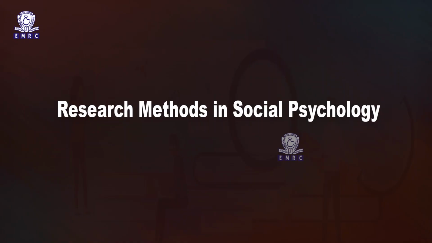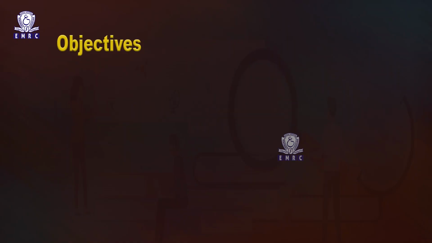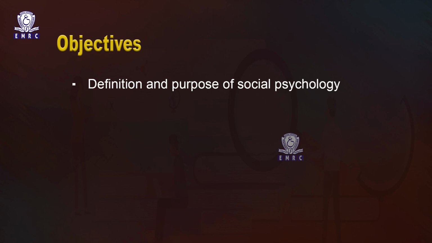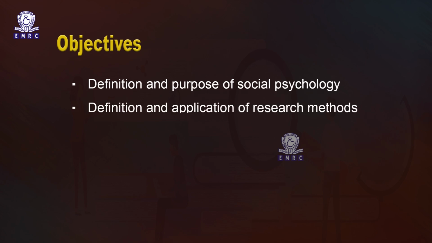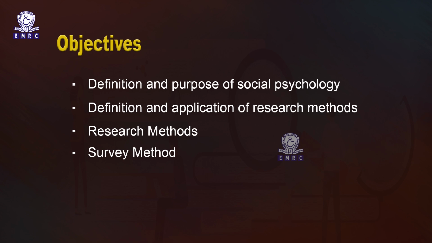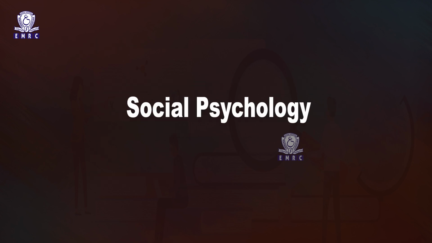Today I am going to discuss research methods in social psychology. The main objectives of this lesson are to understand the definition and purpose of social psychology, and the definition and applications of research methods. What research methods are we going to discuss today? One is the survey method and the other is the observational method, but before we go to that, let's look at what social psychology is.